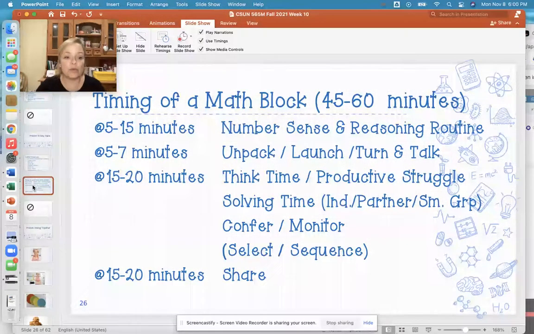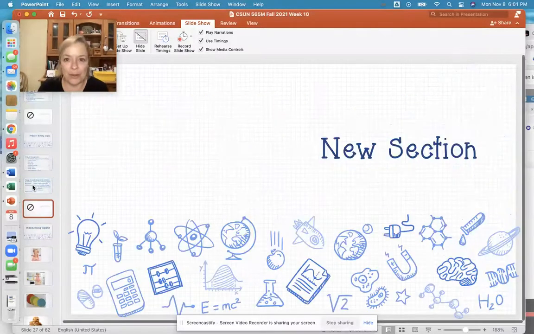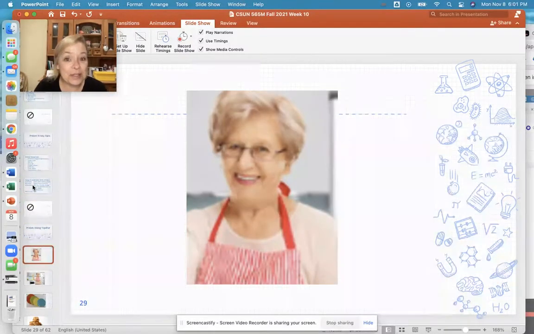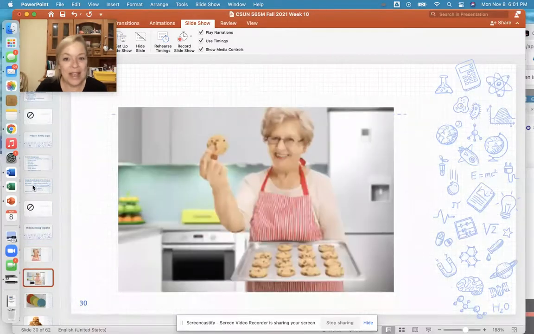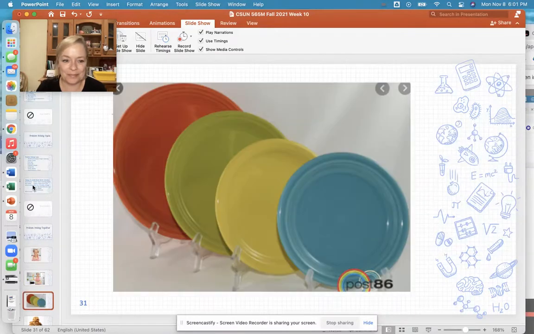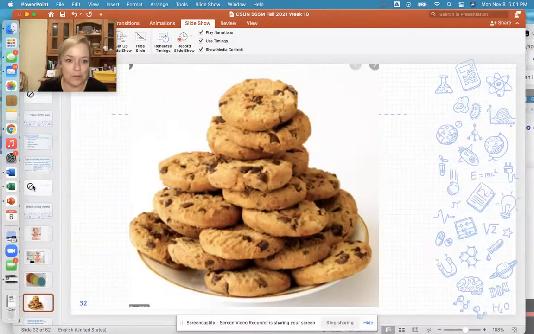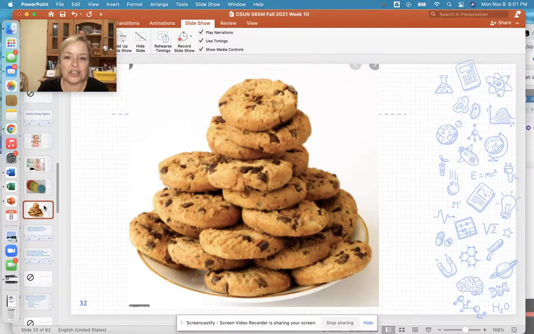So now we're going to move on into problem solving together. So let me do a little unpack with you. So this is Grandma. We've met some grandmas earlier in the year, and this grandma also likes to bake. And here she is with some cookies that she has baked. She has some plates that she is going to put the cookies on so that she can have enough cookies for all of the people that she is inviting over. And here are the delicious cookies that Grandma is going to make.